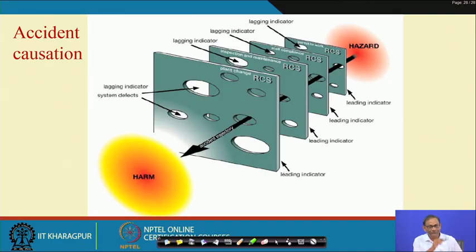So, as I told you, the path is created. The path we have seen, from hazardous element to target threat, is created because of failure of the risk control system. So, hazard to this, see the Swiss cheese model. Swiss cheese model. You Google it, Swiss cheese model.